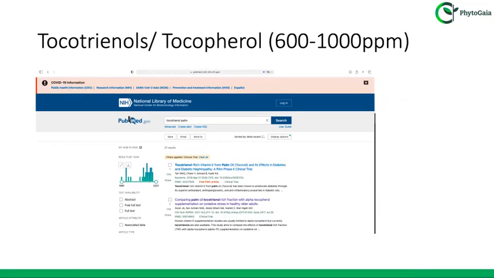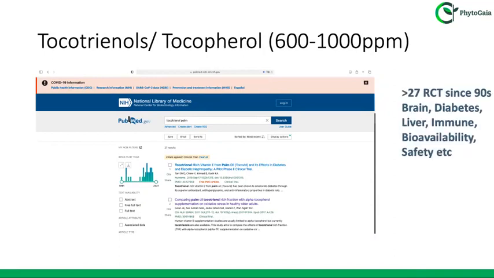Of course, tocotrienol and tocopherols. We have more than 27 randomized controlled trials since the 90s. Monash has published, I think, more than five human clinical studies related to tocotrienols in diabetic complications. Prof. Amu is doing studies related to immunity, and USM studied white matter lesion and liver health. Prof. Yuen Kahe did the bioavailability work in the late 90s. In the early 2000s, Hobbit developed the first self-emulsifying delivery system for tocotrienols, called Tocovit Superbio. And a lot of toxicology studies and safety data have been generated.